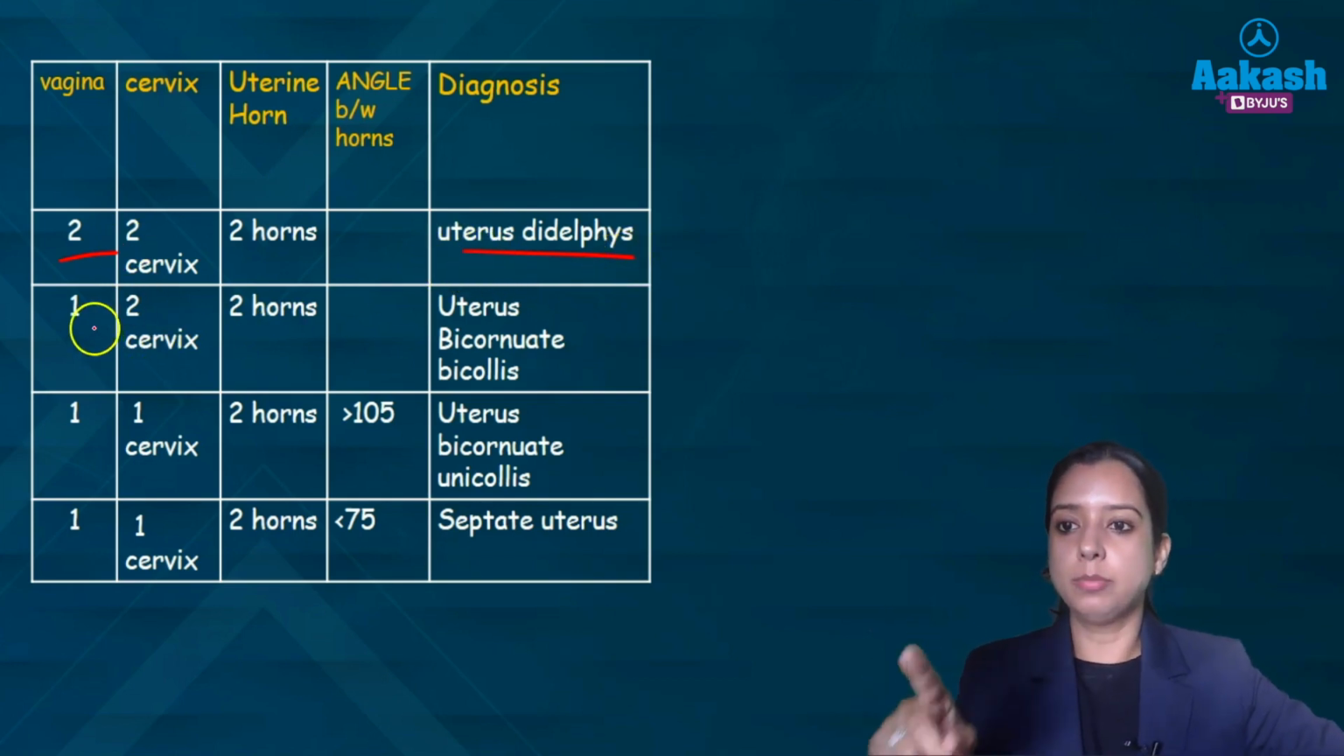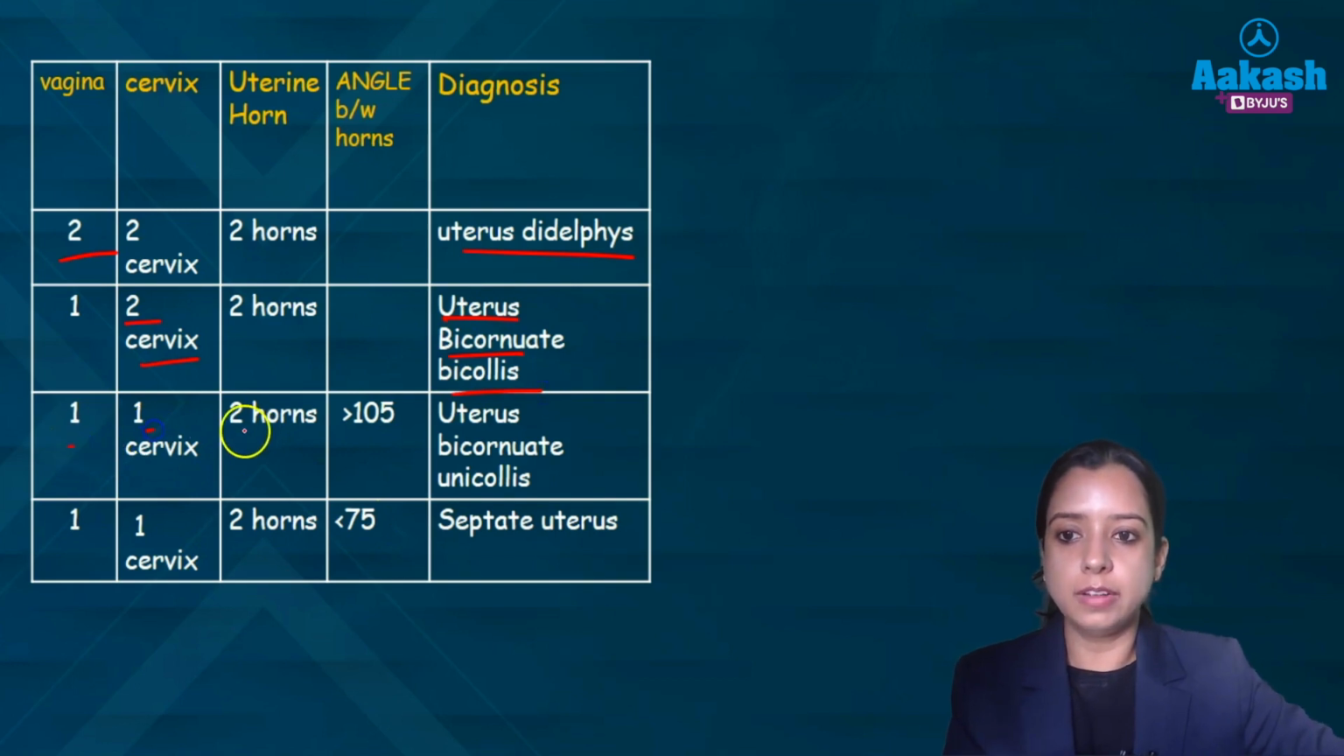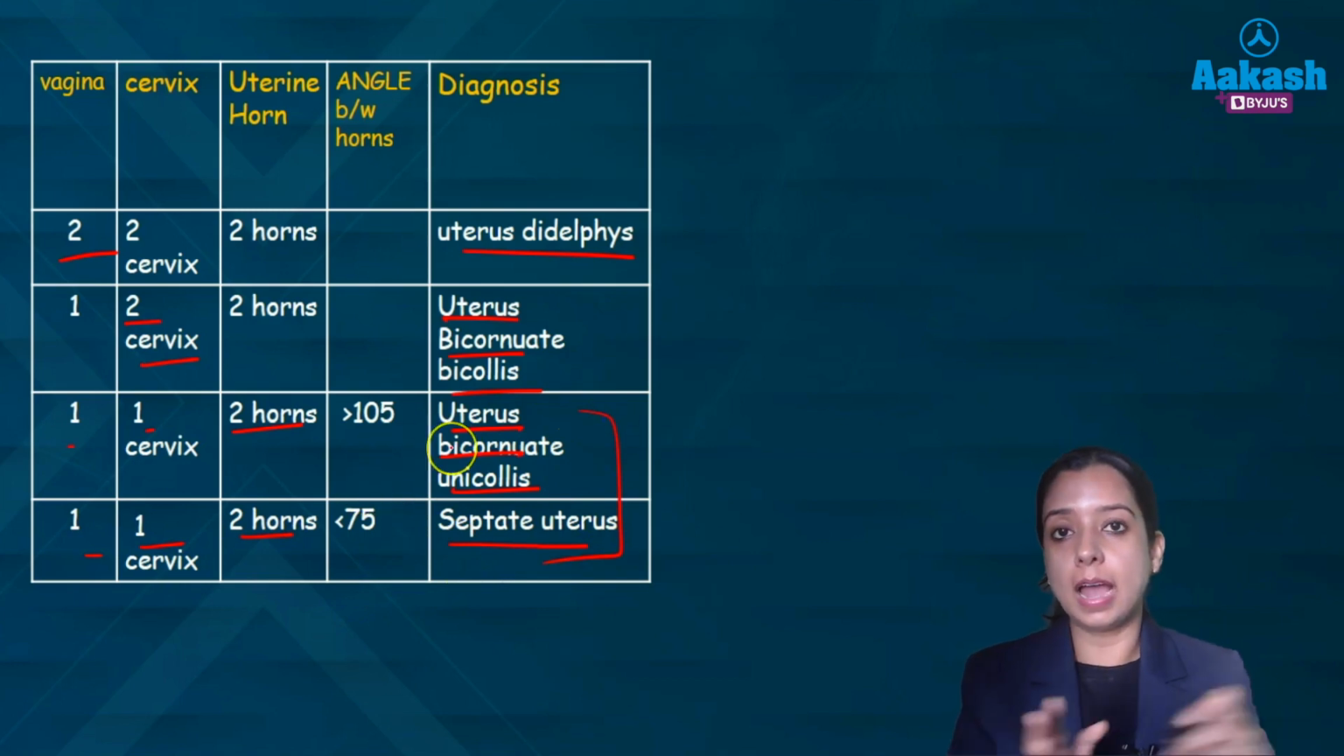Okay. Now suppose 1 vagina is there, but you can see 2 cervices. Uterus bicornuate bicollis, that is simple. The problem arises here: when there is 1 vagina, 1 cervix, but 2 uterine horns. Uterus bicornuate unicollis: 1 cervix, 1 vagina, 2 horns again. Septate uterus: they both present similarly. How do you differentiate? By seeing the angle between the horns.